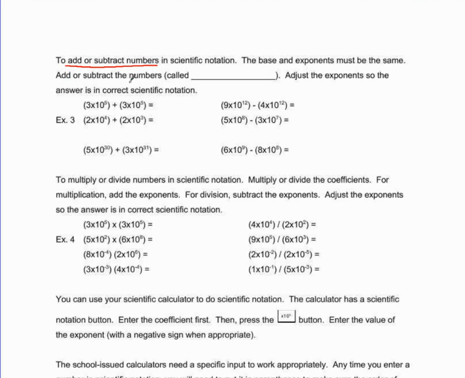So the first thing that we do, we have to make sure that the base and the exponents are the same. Now the base for all of these is 10, so that's not going to be an issue. But the exponents need to be the same before they can be added together. Then we add or subtract the numbers, which are called coefficients.